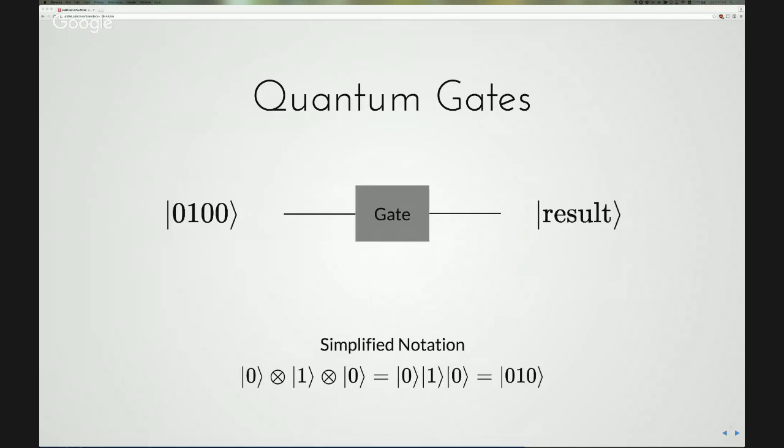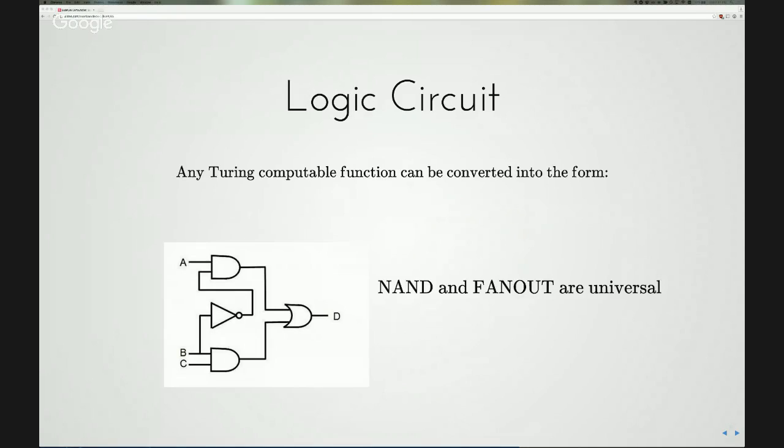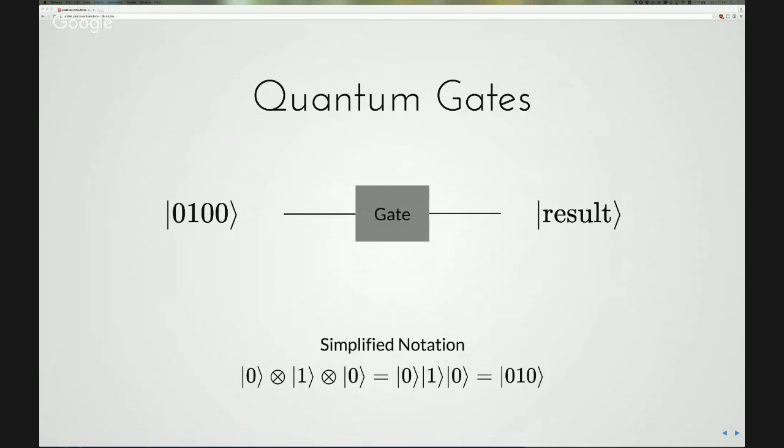So I want to give you an intuition of how a quantum gate works. In classical logic gates, we said it just takes n bits and outputs m bits. What a quantum gate takes is an arbitrary qubit. In fact, if the notation is not familiar, I wrote 0, 1, 0, 0, and I put everything inside the ket. That's a simplified notation of the tensor product states.